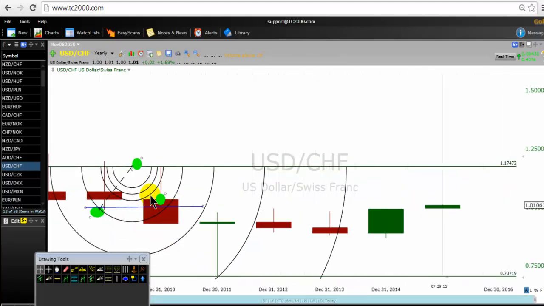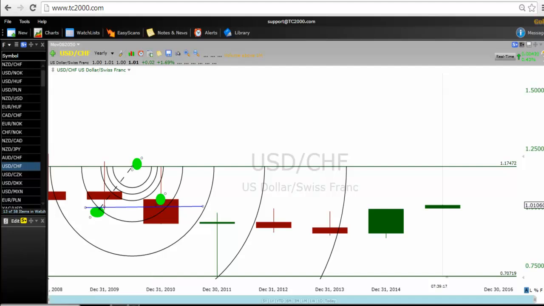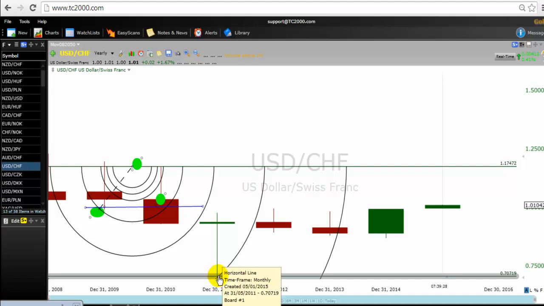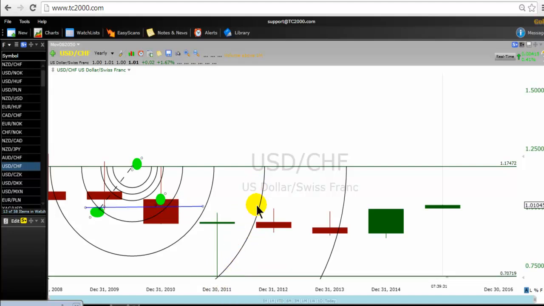Let's see which level is that. Okay. Do we have a support? I can't see anything here on my yearly chart. It's just a new level. So I don't have anything to tell me there's a support. But I know that this level here is a Fibonacci extension.